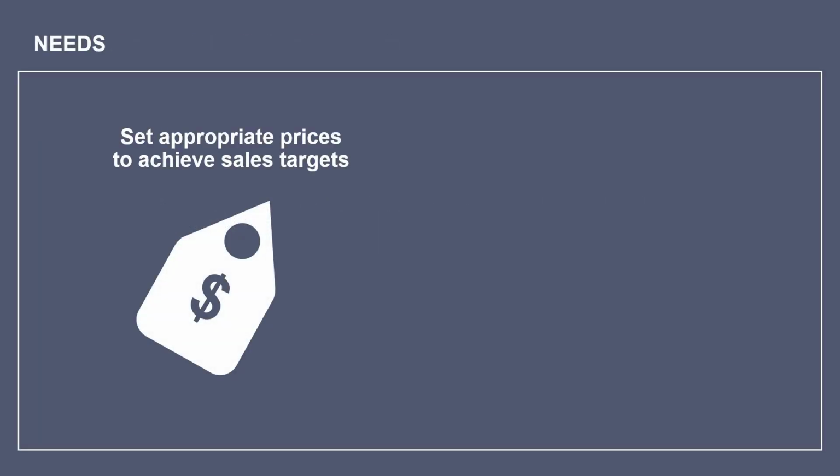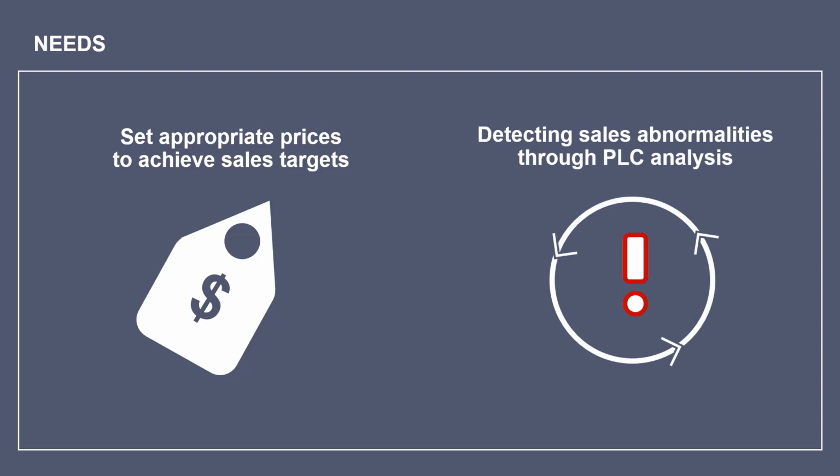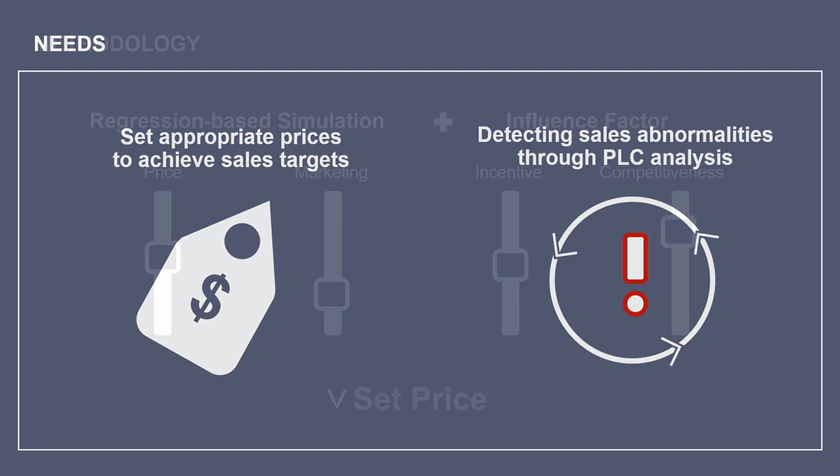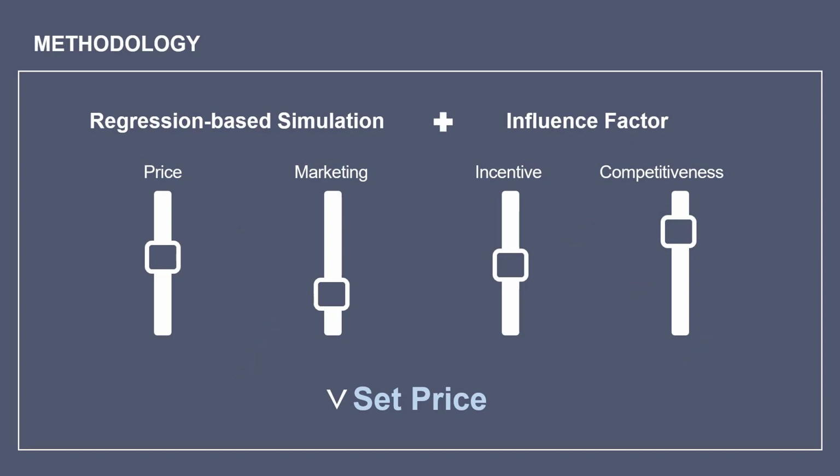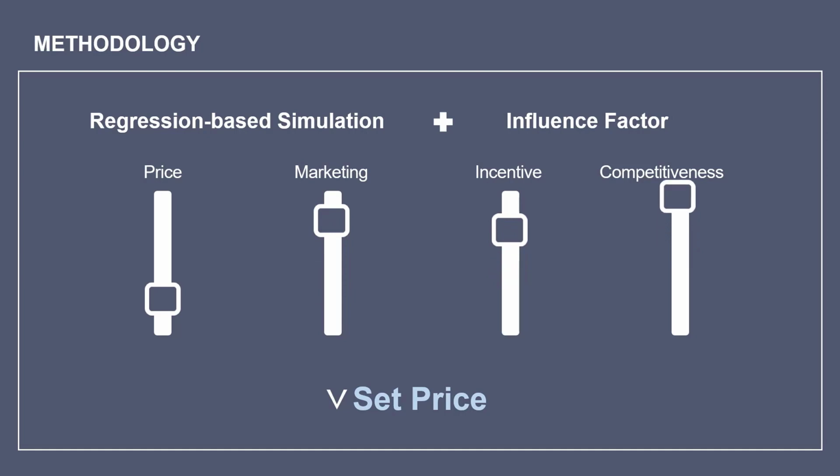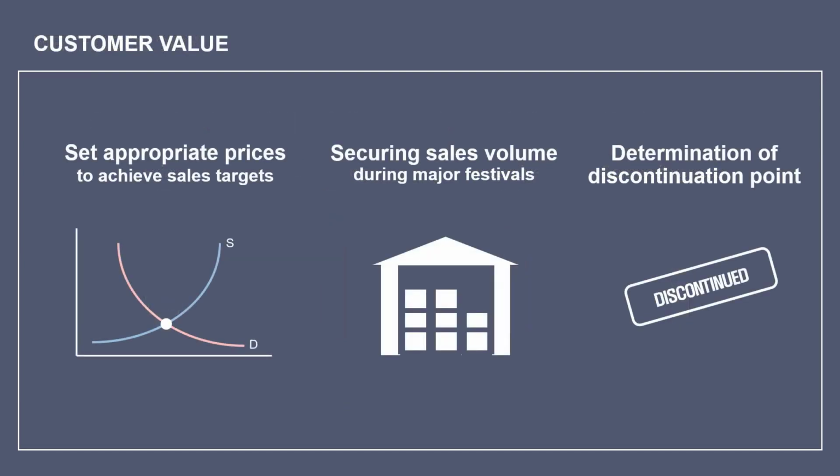The goal of first case is to set an appropriate price for the product to achieve the sales goal through price simulation, and to detect sales abnormalities through product life cycle analysis. Pricing is set using factors such as price, marketing costs, incentives, and product competitiveness that affect product sales. As a result, customers set an appropriate price to achieve our sales goal, secured sales volume during major festivals in advance to reduce sales loss, and used it to detect sales abnormalities and determine the point of discontinuation through product life cycle analysis.